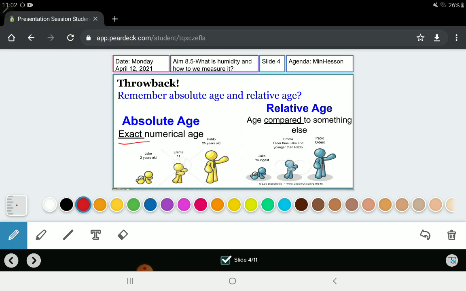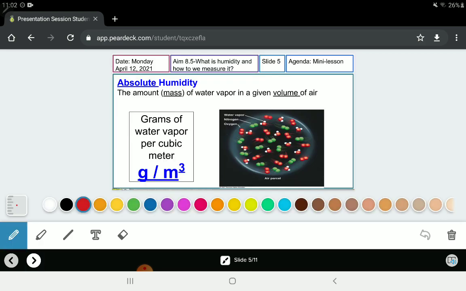So Jake is the youngest. Emma is older than Jake and younger than Pablo. And Pablo is older than the rest of them. We're going to do this, not the same thing, but something similar for humidity.